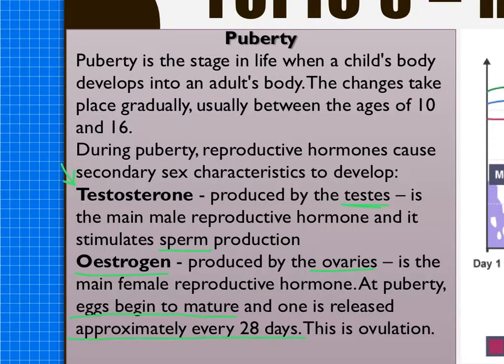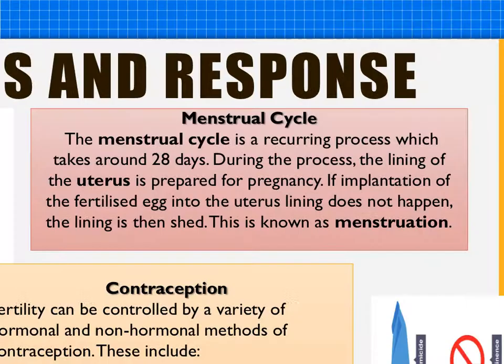So this is ovulation, when the egg is being released, and this is known as the menstrual cycle. Okay, so the menstrual cycle is a recurring process that takes around 28 days, during which the lining of the uterus is prepared for pregnancy. So if implantation of a fertilized egg occurs, that uterus lining is not shed, basically. So the lining is shed if there is no fertilization. So this is known as menstruation.